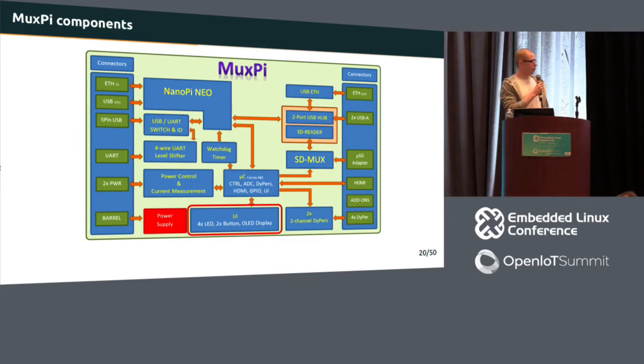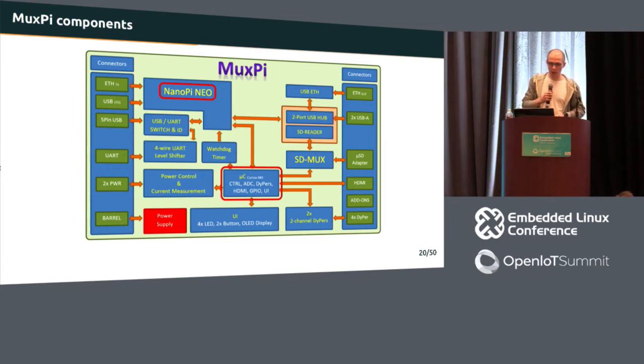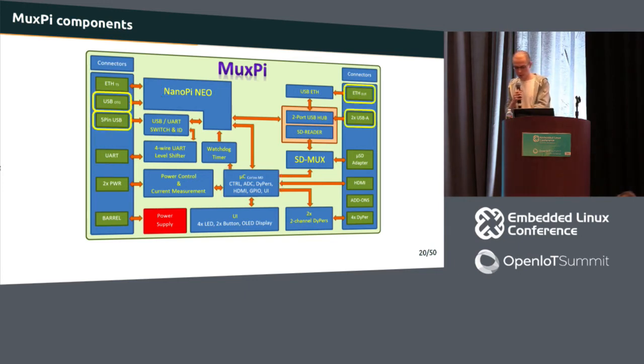Next, the UI. Often requested and often came up with in the feedback we got from the SDMux development. Also, power control and power consumption measurement hardware is already on the MuxPi board. And to control everything, we've got the NanoPi Neo, which is a pretty small ARMv7 single board computer, and a microcontroller on the board itself for low-level functions. As for the connections to the device under test, we've got Ethernet, various USBs, including 5-pin USB with the ID pin, and USB OTG. If there is a need to have control over the UART, that's also available.